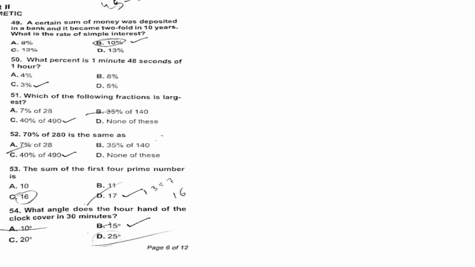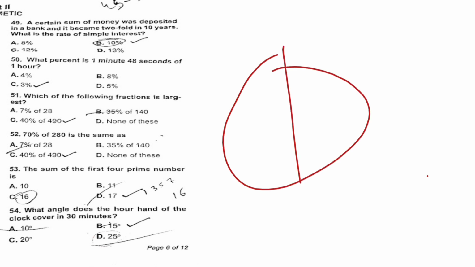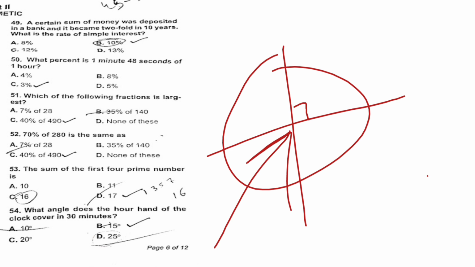See the next question. What angle does the hour hand of the clock cover in 30 minutes? Let us see the foundation first. So this is a clock. Let us divide into 4 quadrants, and each quadrant is 90 degrees. We know that this is divided into 90, 90, 90, 90.